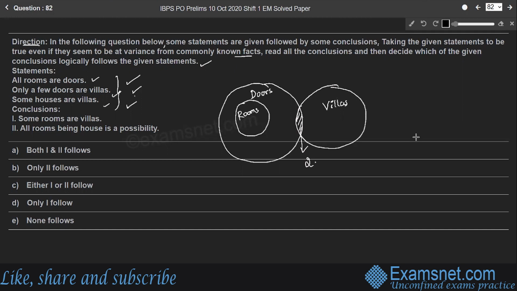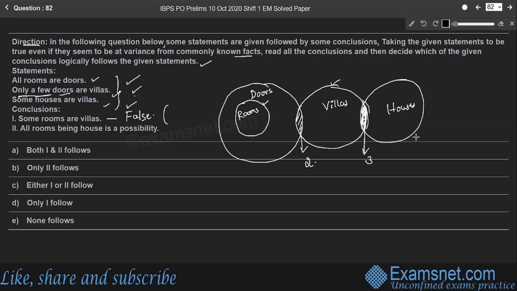And the third one, some houses are villas. So a set of houses and portion of houses, which is also a portion of villas. So this portion represents third statement. That means some houses are villas. Come to the conclusion part. Some rooms are villas. Here there is no direct relationship between rooms and villas, right? Therefore, it is strictly given that only a few doors are villas. Therefore, some rooms are villas, a false conclusion.